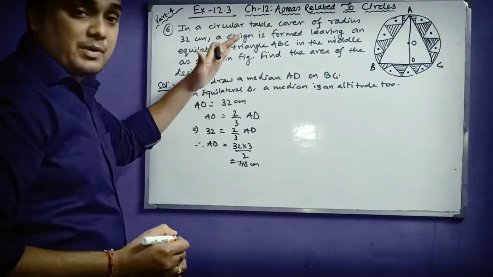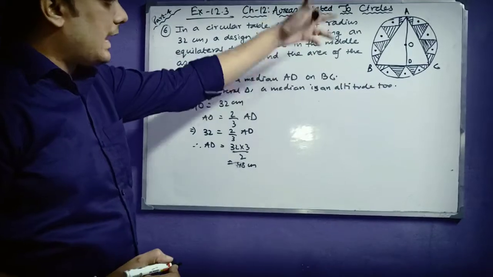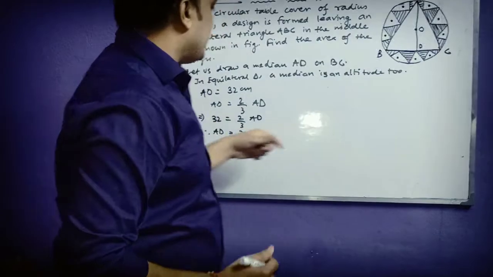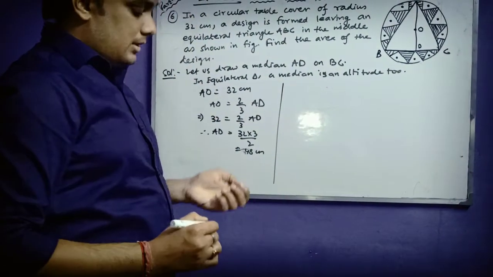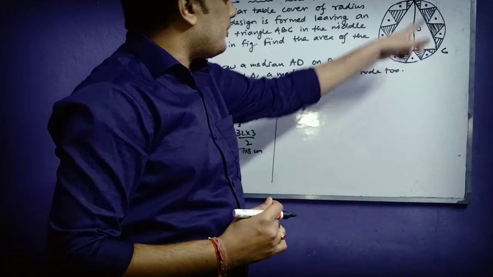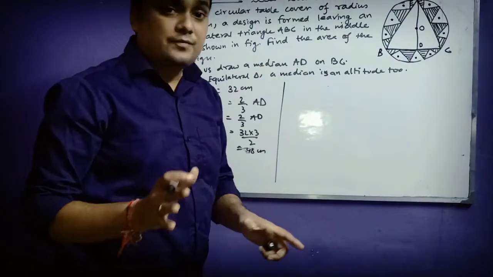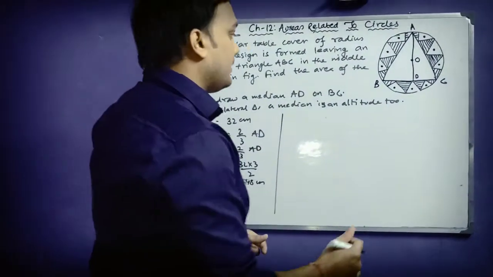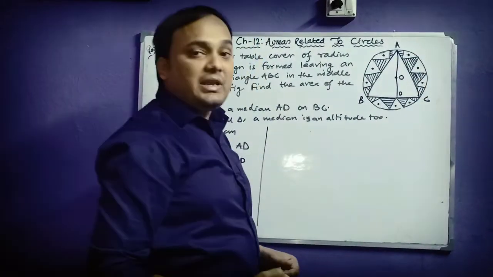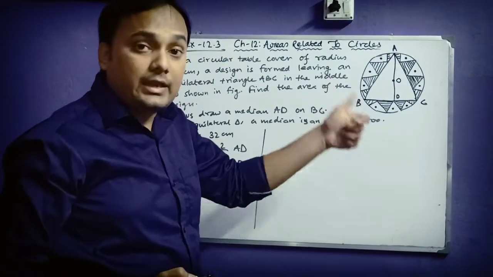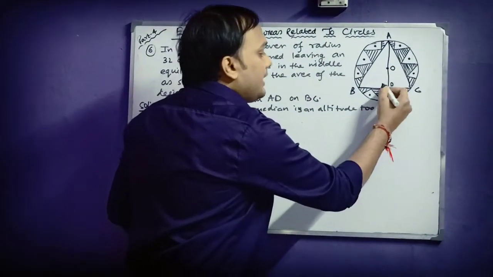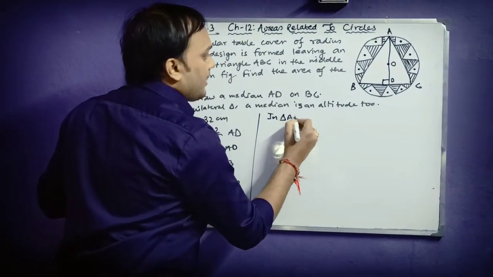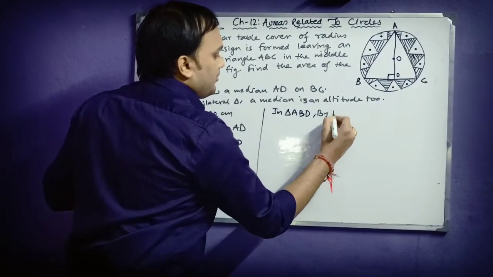So by the help of this relationship between the radius and the median, we can evaluate the length of AD, which is equals to 48 centimeter. Now we will apply the Pythagoras theorem in the triangle ADB. As I said just few seconds before, the median is also acting like an altitude in an equilateral triangle. So this AD is not only the median but also an altitude. Now if AD is an altitude, that means angle ADB is 90 degree. So we can apply Pythagoras theorem in triangle ABD.